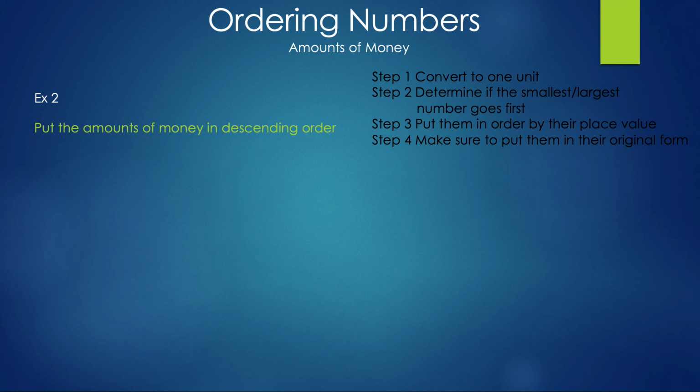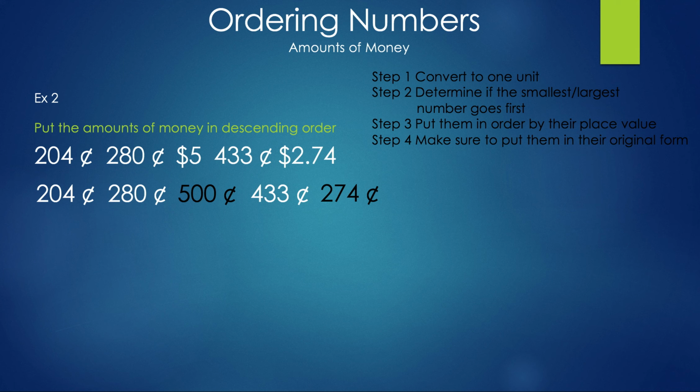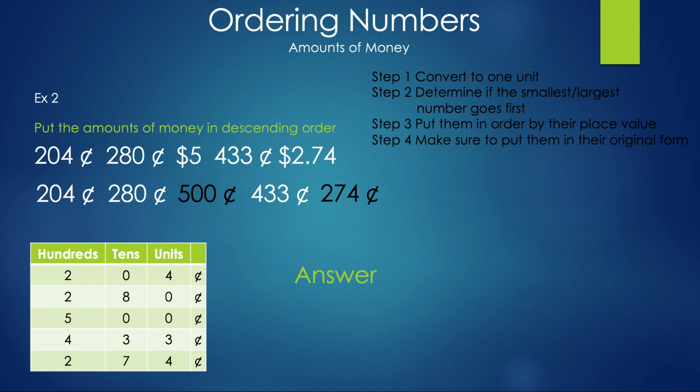So D for down. So we need to start with the biggest number, and let's go ahead and get started. So we have 5 numbers, and this time we have more cents than dollars. So let's go ahead and convert everything into cents. So we did step 1. Step 2 we've already done because it says descending, so we're going down. So we need to start with the biggest number. So let's go and try and find that.